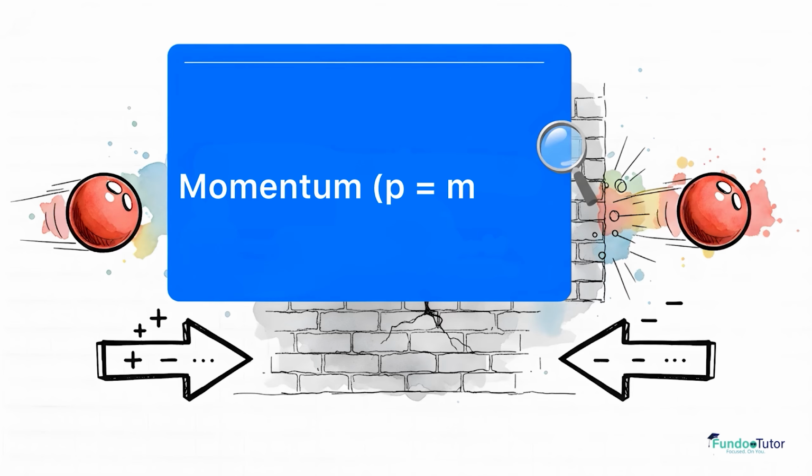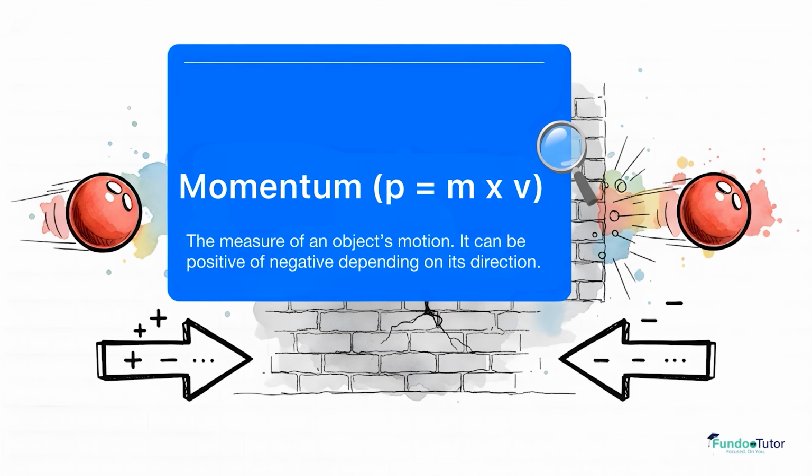So what is momentum? Well, you can think of it as mass in motion. The formula is pretty straightforward. Just mass times velocity. But here's the really important part you can't forget. Velocity has a direction, which means momentum does too. So if a car moving to the right has positive momentum, a car moving to the left would have negative momentum. This is super important when you're dealing with things like collisions.